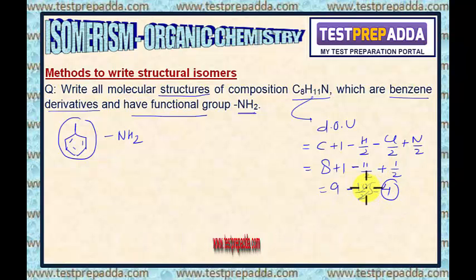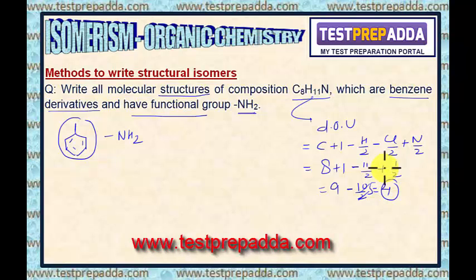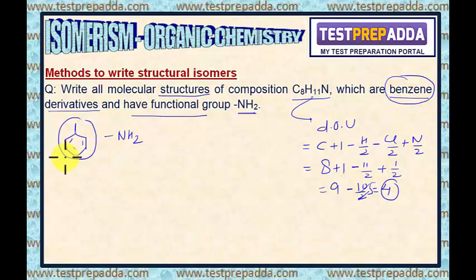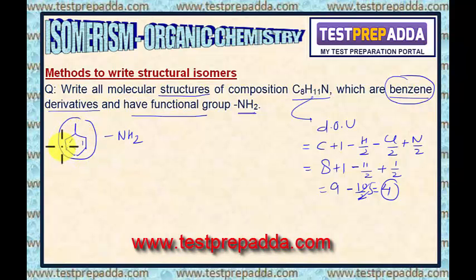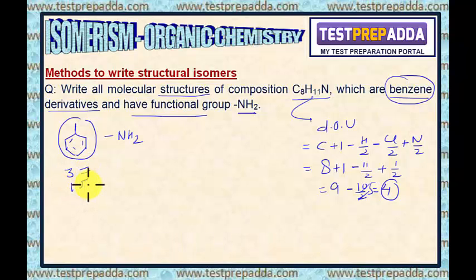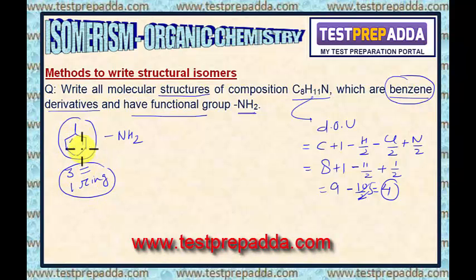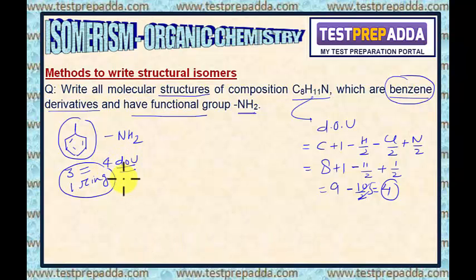4 degrees of unsaturation. And very special, it says benzene derivative. Just check the degree of unsaturation of this benzene ring itself. You can see there are 3 double bonds and there is 1 ring. So overall, the benzene ring itself contains 4 degrees of unsaturation.